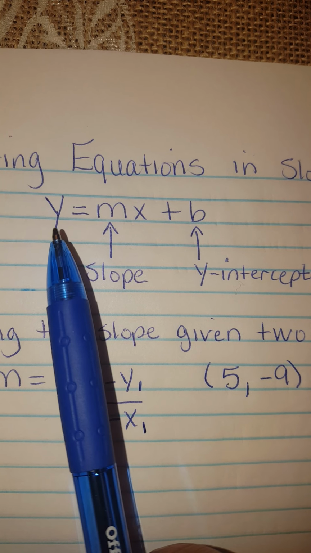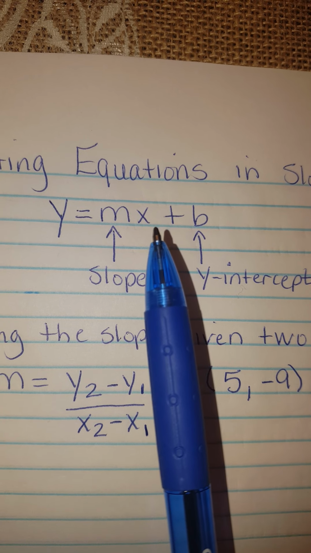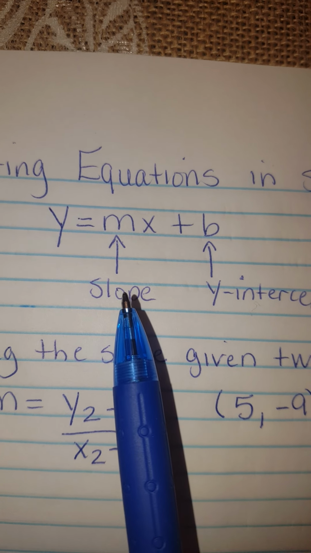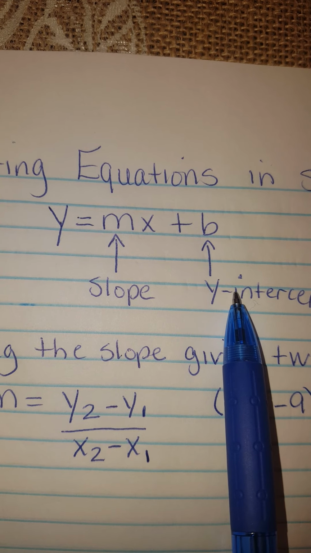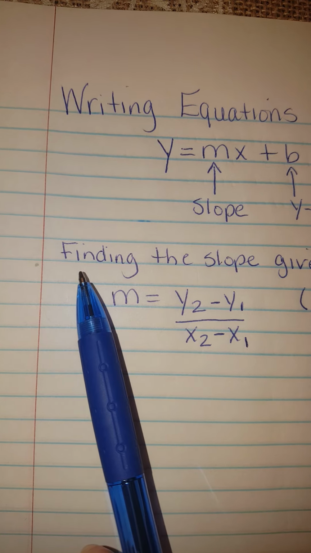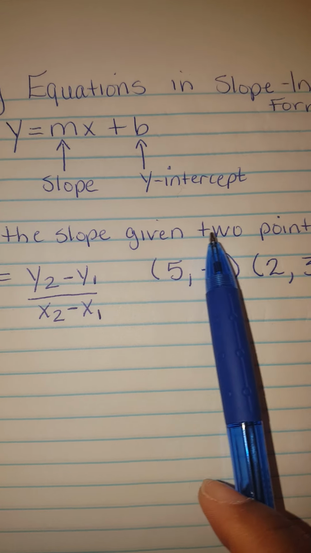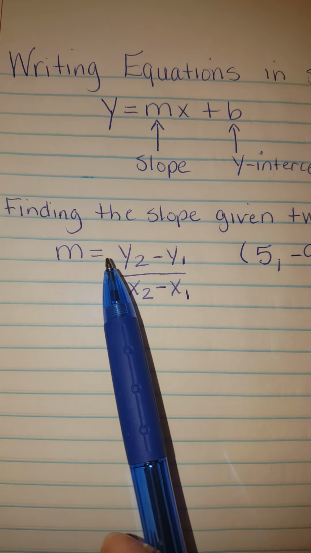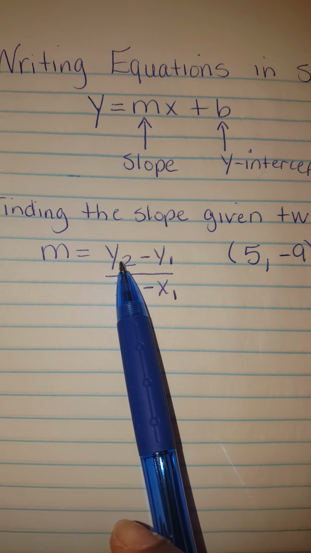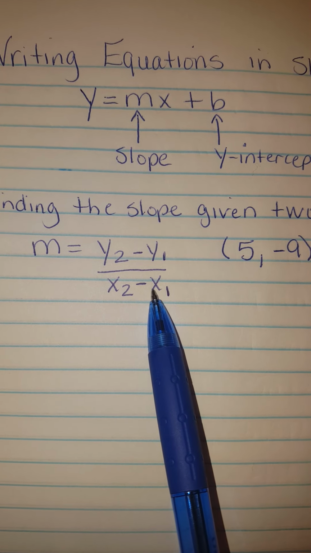So here's our formula, y equal mx plus b, and that's what we're writing equations in that form. But in order to write an equation in slope-intercept form, we need two things. We must have our slope, and we have to have our y-intercept. So I want to go back and recap something we've done before, when we're finding the slope given 2 points. And to do that, we have to use this slope formula right here. m equal y2 minus y1 over x2 minus x1.